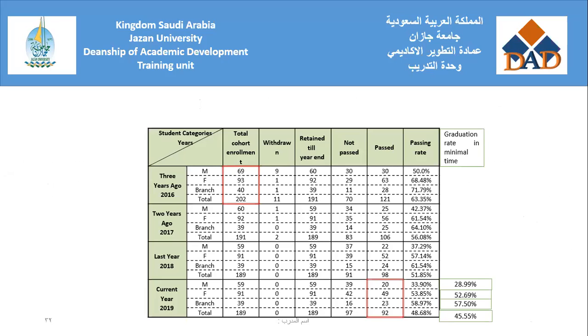batch. Male 69 joined, female 93, branch 40, total 202 students. Total withdrawn students are 13, and finally 92 students continued the program, and these 92 students passed the program in 4 years. So the graduation rate in minimal time in total is 45.55 percent, because 92 divided by 202 gives 45.55%.